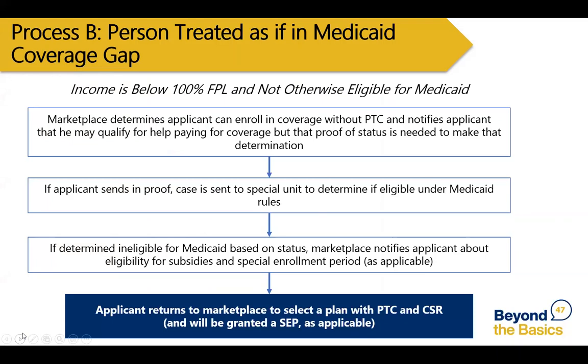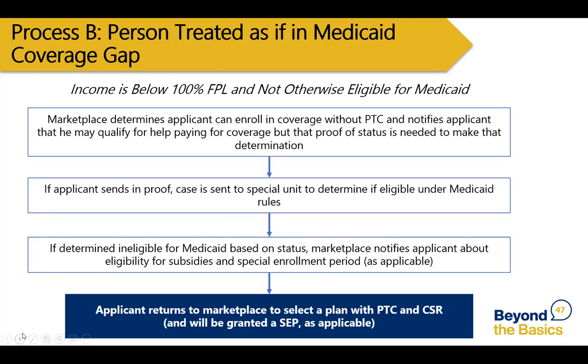So what happens in the case where a person is treated as if they're in the coverage gap? In this case, the person wasn't sent to Medicaid, right? This was the Gina case that I was pretending we were staying in the marketplace for beforehand. So this is when an individual's income is below the poverty line and not otherwise eligible for Medicaid, right? So let's say that this person was in a state that did not expand Medicaid, and they don't meet the very, very strict requirements for Medicaid otherwise, right?